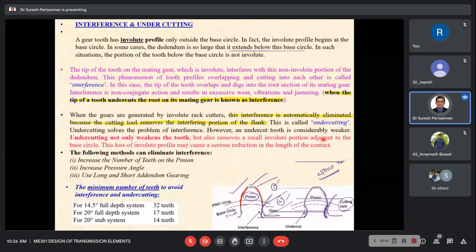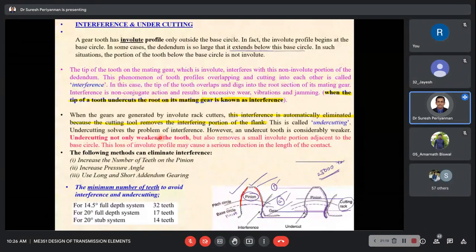We are removing the material while functioning, I mean, the two mating teeth. The gear teeth, when engaged with the pinion teeth, when the pinion tooth is subject to it, the non-involute portion is going to be removed. That is called undercut.